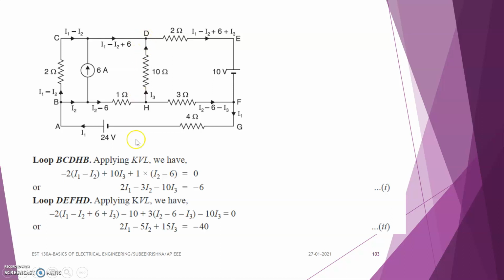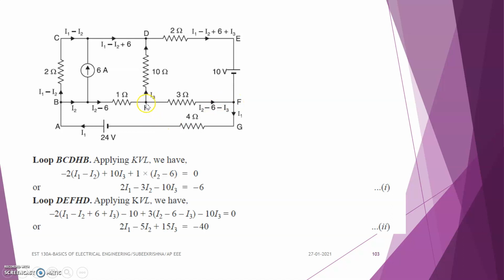And at point D, the current which is flowing through this 10 ohm resistance is I3. So the current is coming to this junction D, and the current coming from this section is I1 minus I2 plus 6. And we can add the value of I3 also here. So the current which is flowing through the next section, that is the 2 ohm resistance section, is I1 minus I2 plus 6 plus I3, which is flowing through the 10 volt battery, and it is entering at this point F.